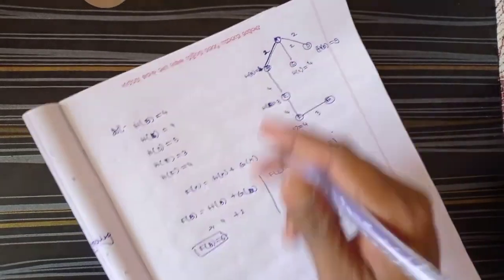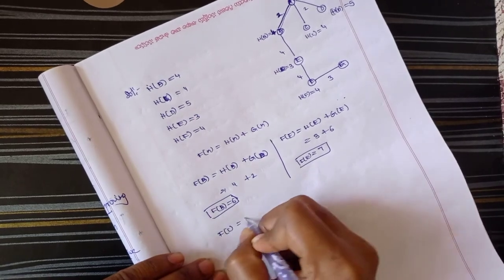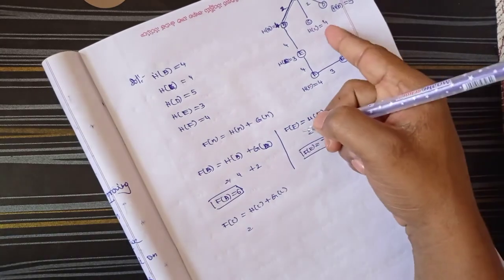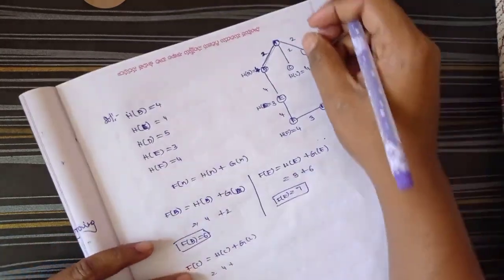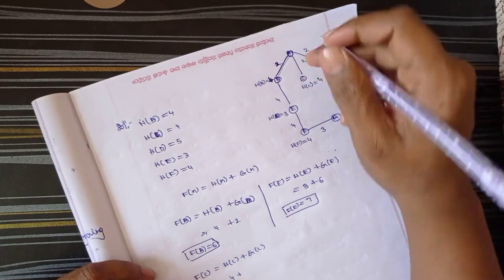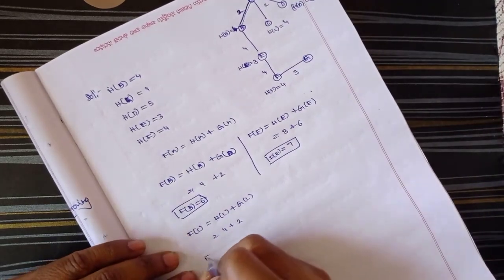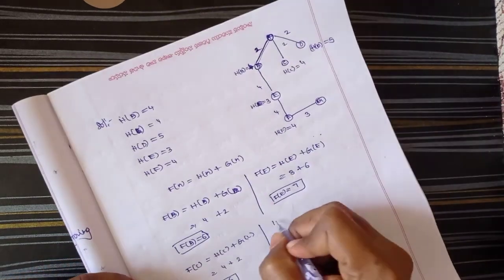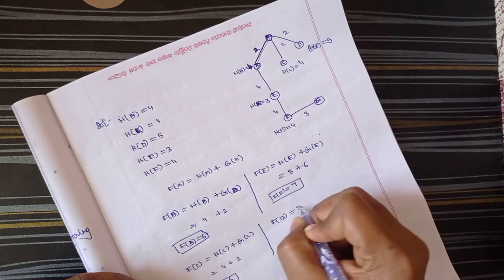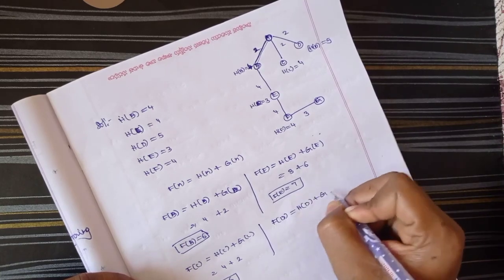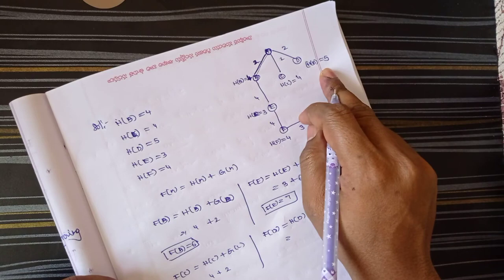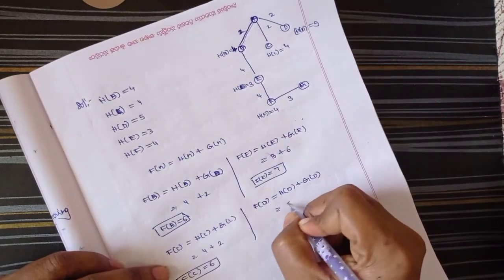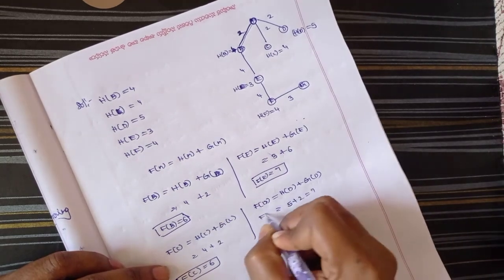Let us take f of C. F of C is h of C plus g of C. H of C is given as 4, and g of C is the cost from the initial state to that state, which is 2. So f of C is equal to 6. Coming to D, f of D is h of D plus g of D. H of D is given as 5, and the distance between the initial node and node D is 2. That is 5 plus 2, which results in 7. So f of D is equal to 7.